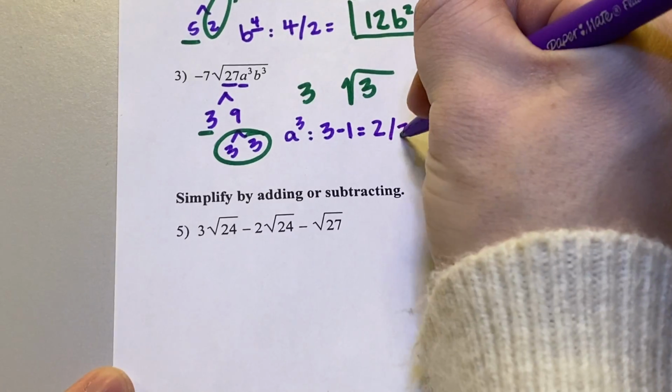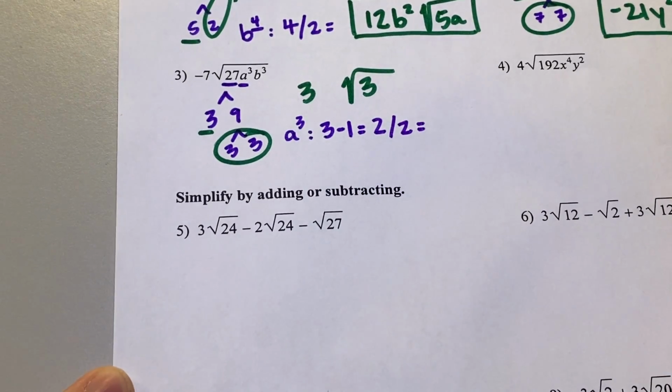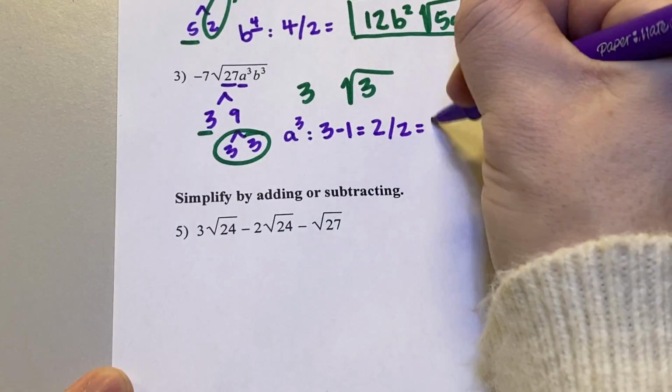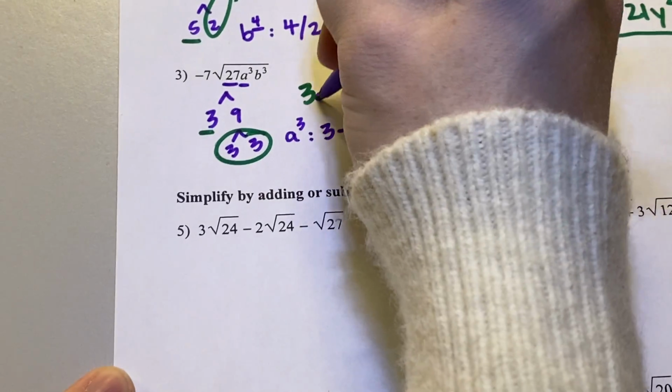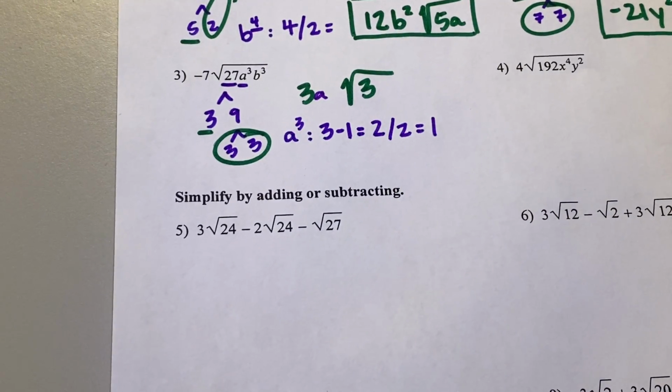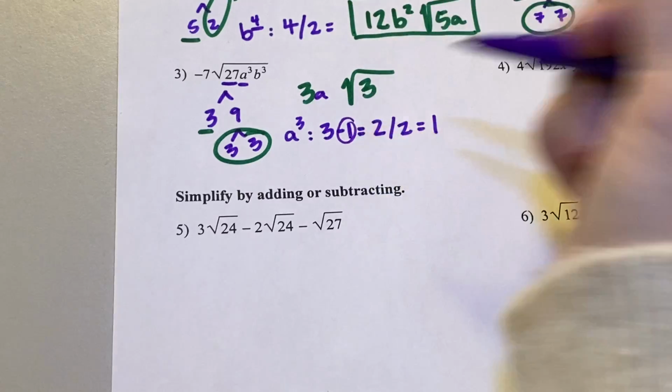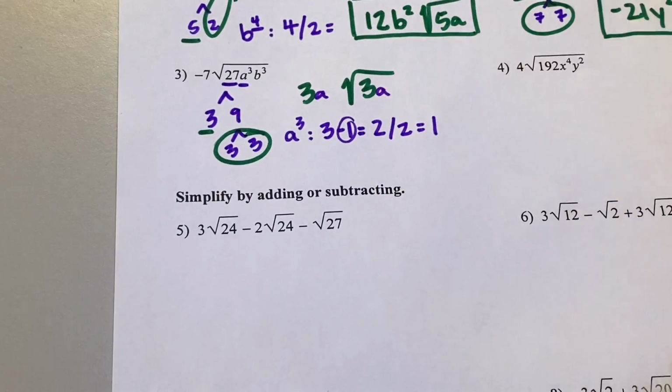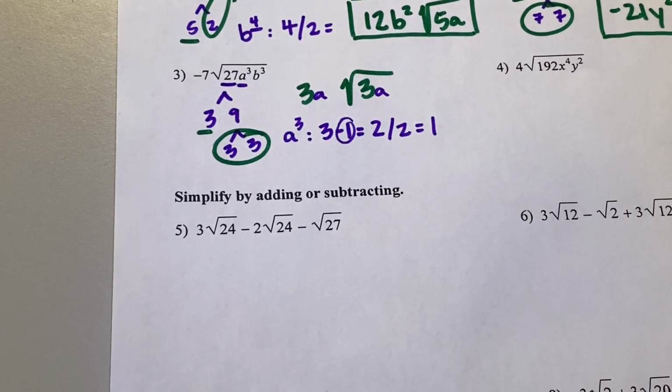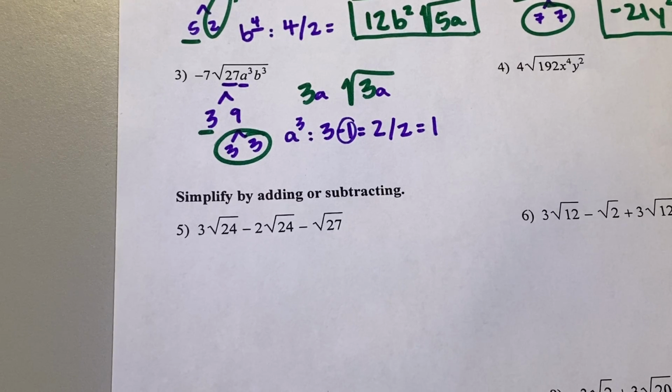What is 2 divided by 2? How many pairs can I get out of 2? 1. So I know I can have one couple of a's that came out, but because we subtracted the oddball, 1 a had to stay in. Here's a little hint. Whenever you see an odd number, no matter if it's a really big odd number, there's always just one of that letter that has to stay in, because there's always one guy that couldn't pair up.